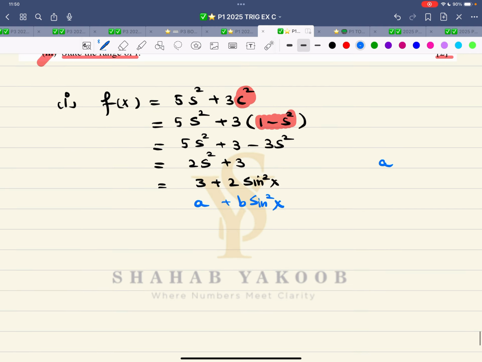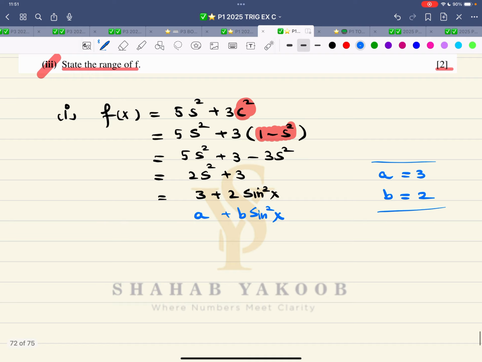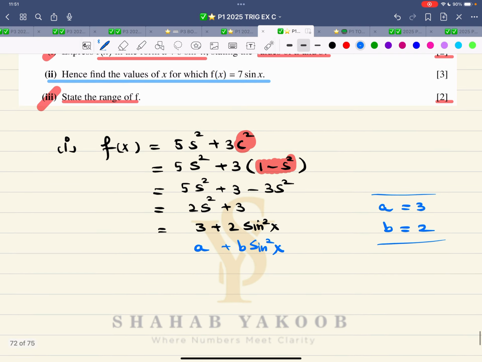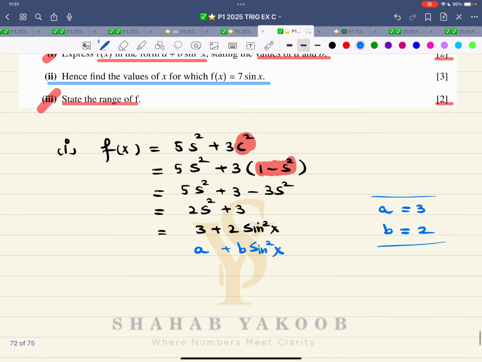So what is the value of a? That is 3. What is the value of b? That is the coefficient of sine square, which is 2. That is how this first part is done for 2 marks. So that is the basic thing. Now let's move to the next part.